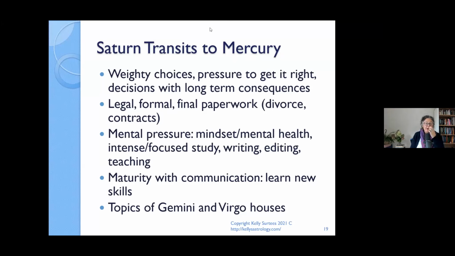A question here from Laurie. I was born with Saturn opposite my moon. So does that mean every 7 years may bring up more intense repeats of lessons around health, isolation from family?